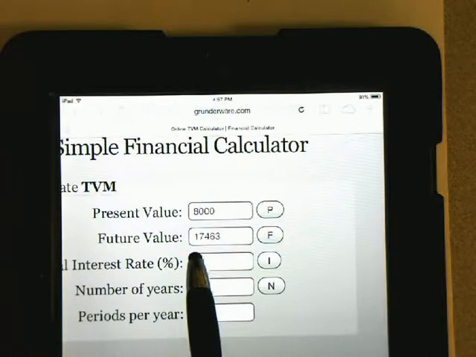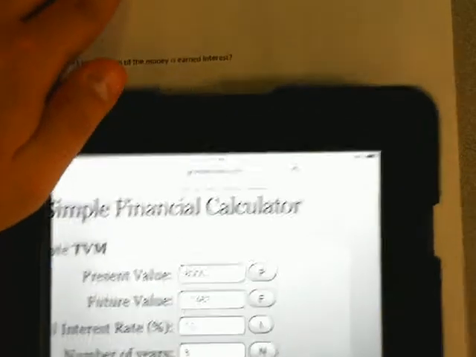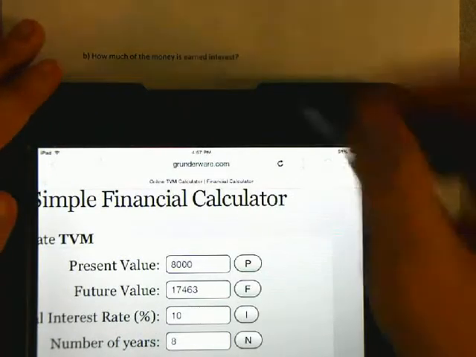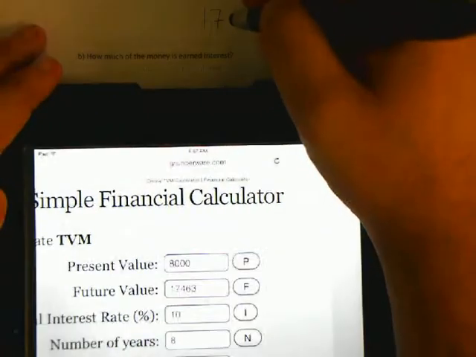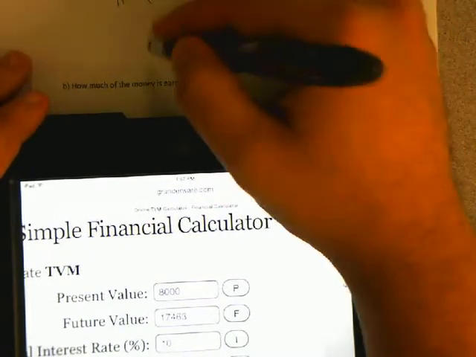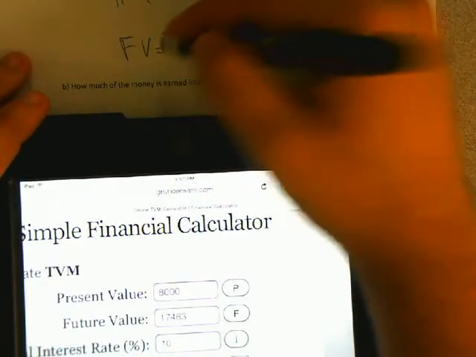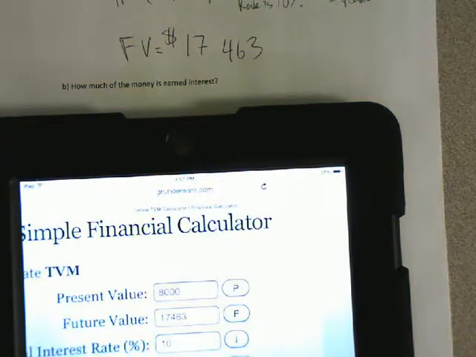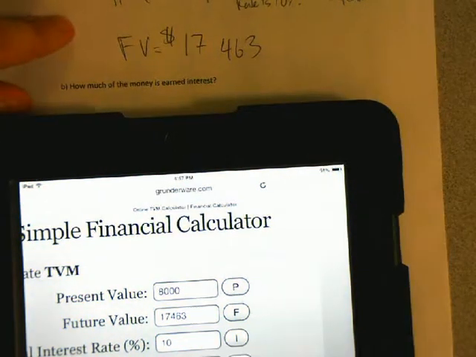So $17,463 is my future value. Okay? So my future value is $17,463.